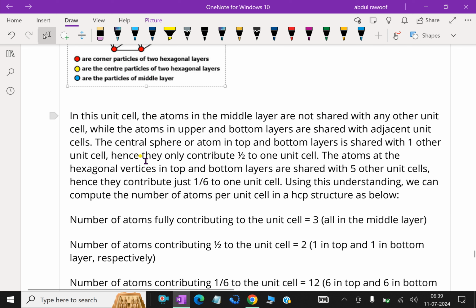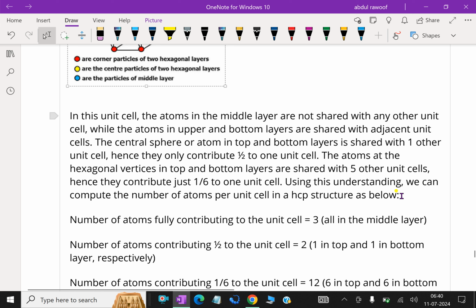Totally, in this unit cell, the atoms in the middle layer are not shared with any other unit cell, while the atoms in the upper and bottom layers are shared with the adjacent unit cells. The central atom in the top or bottom layer is shared with one other unit cell, hence it contributes only half to one unit cell. The atoms at the hexagonal vertices of the top and bottom layers are shared with 5 other unit cells, hence they contribute just 1/6 of their own unit cell.